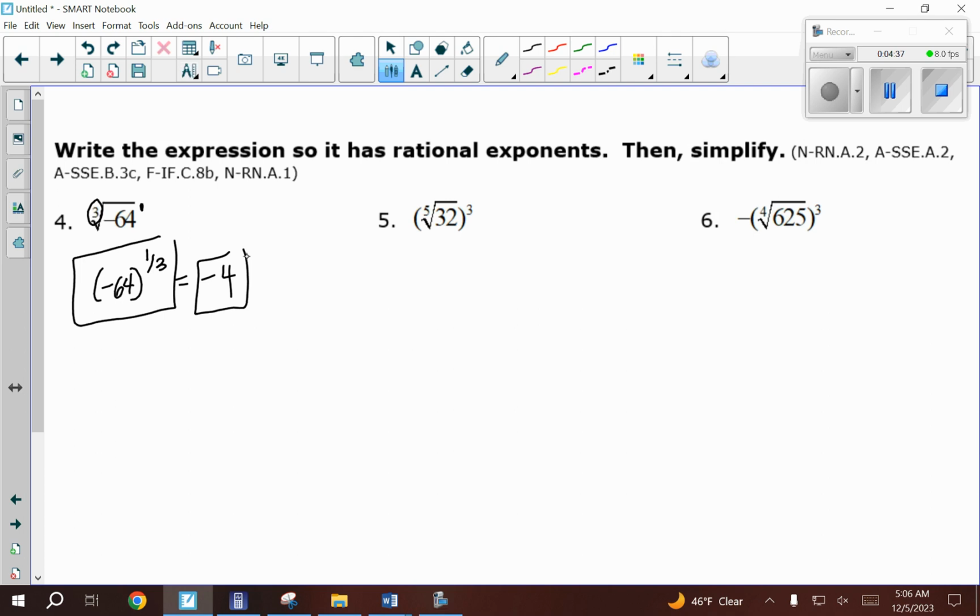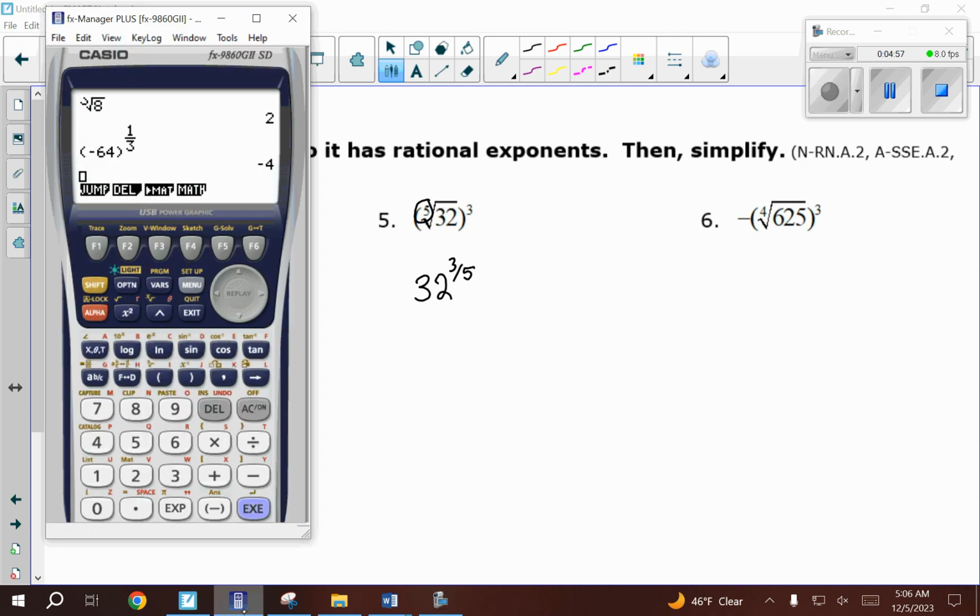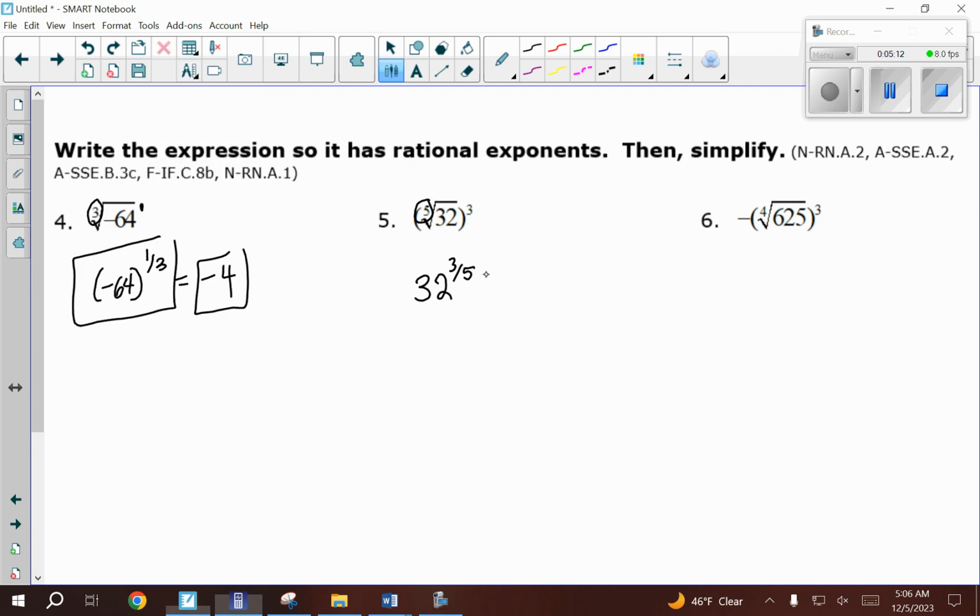Okay, the next one, you follow the same pattern. Since there's no negative and there's not multiple things in there, I'm just going to put 32. I'm going to make a fraction. The index becomes the bottom, and the exponent becomes the top. So that's going to be 32 to the 3/5. Again, check it in the calculator. I have to hit 32, then the power, 3 on top, and then 5 at the bottom. It gives us a final answer of 8.